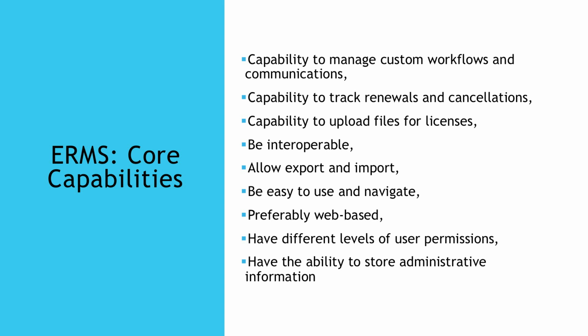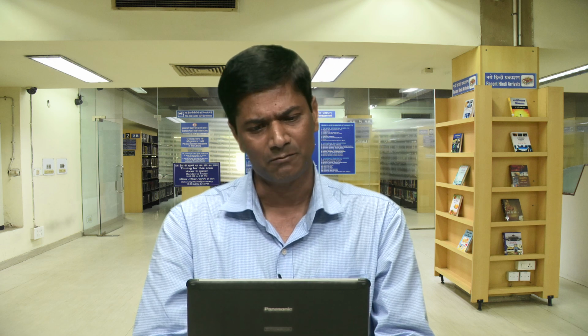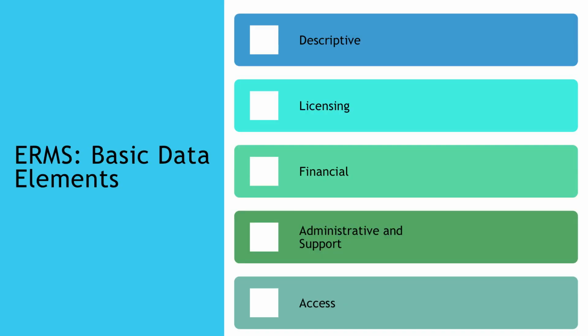Now, come to the basic data elements of ERMS. ERMS is a system which can manage the life cycle of electronic resources. Electronic resources have various features. Based on that, some of the important basic data elements for ERMS should be the descriptive data, licensing data, financial, administrative support and tool, and access.